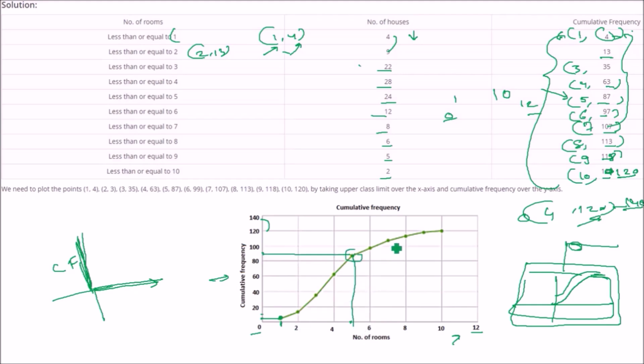So this is our another point. So we need to draw all the points. Let us take one more point, 10 and 120. So x is 10 and y is 120. So this is our point. Now just make a freehand curve, and this is your OGIVE. This is how you have to make it.